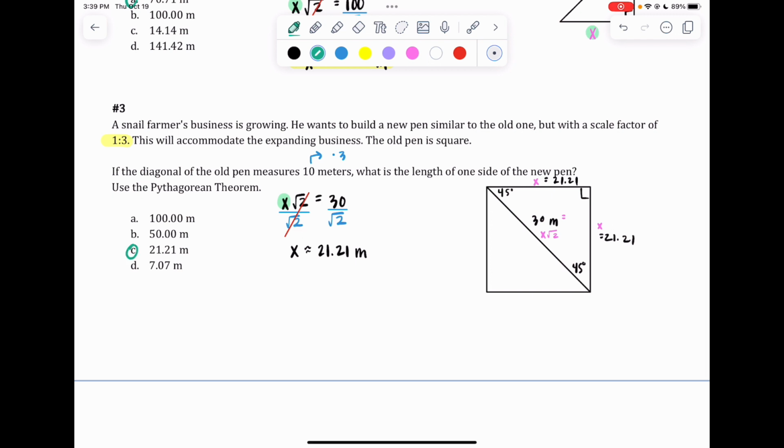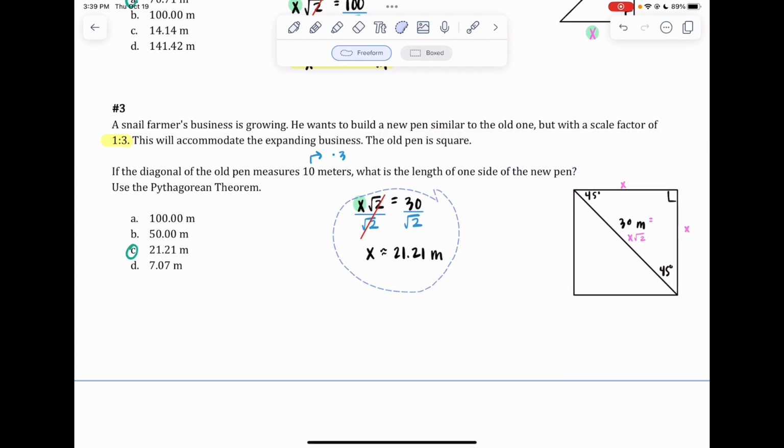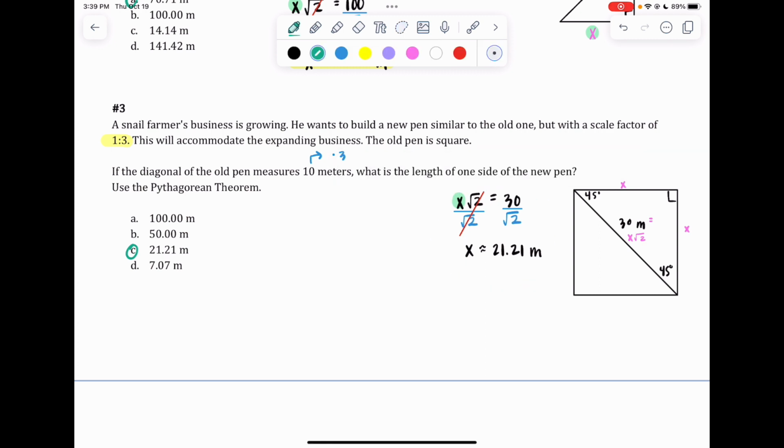In the problem, it says use Pythagorean theorem. I would personally probably never use that method, but just for the sake of following the directions, we'll see what it looks like. I don't think I've literally ever done a problem this way, so just kind of bear with me. Okay, so Pythagorean's theorem, a squared plus b squared equals c squared. So we know that c is the hypotenuse, and in this case, that's 30. So I'll go ahead and put 30 in for c.